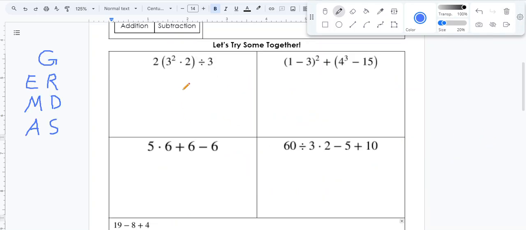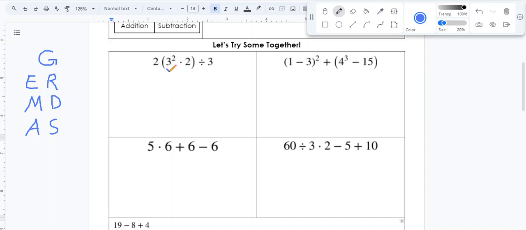All right, so let's do this first one. This first one, I see I have 2 parentheses, 3 squared plus, or times 2 divided by 3. My first step is always groupings, and I see we have a grouping here. We have this parentheses, right? Inside that parentheses, I have to think to myself, should I do this exponent first, or should I do this multiplying first? And if I look at my order of operations, exponents come before multiplying, right?